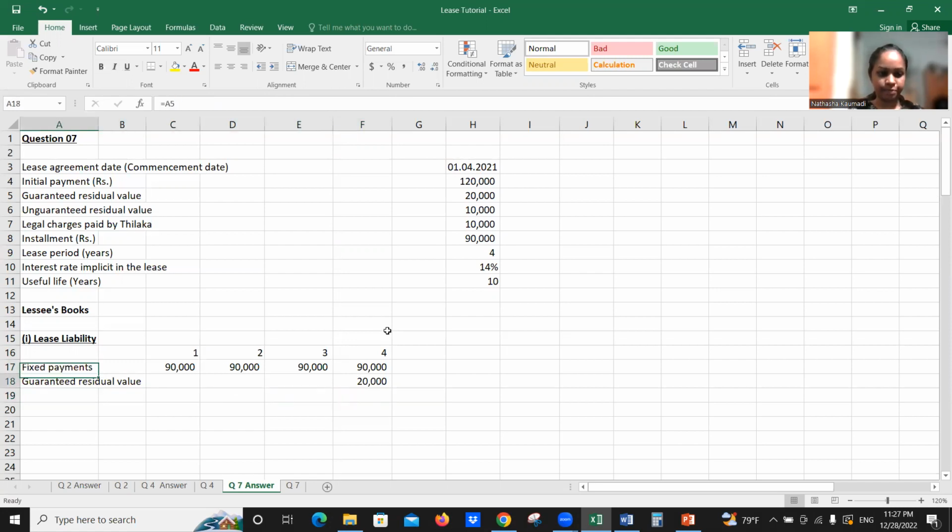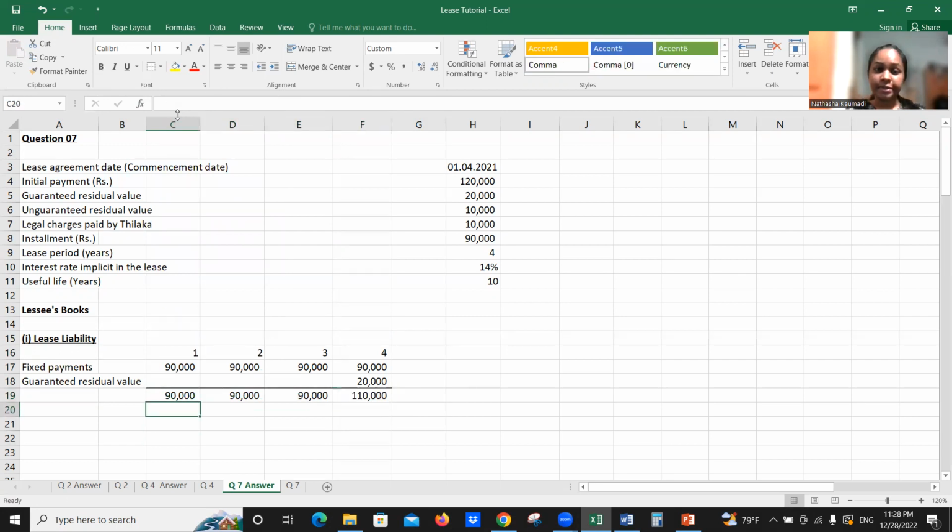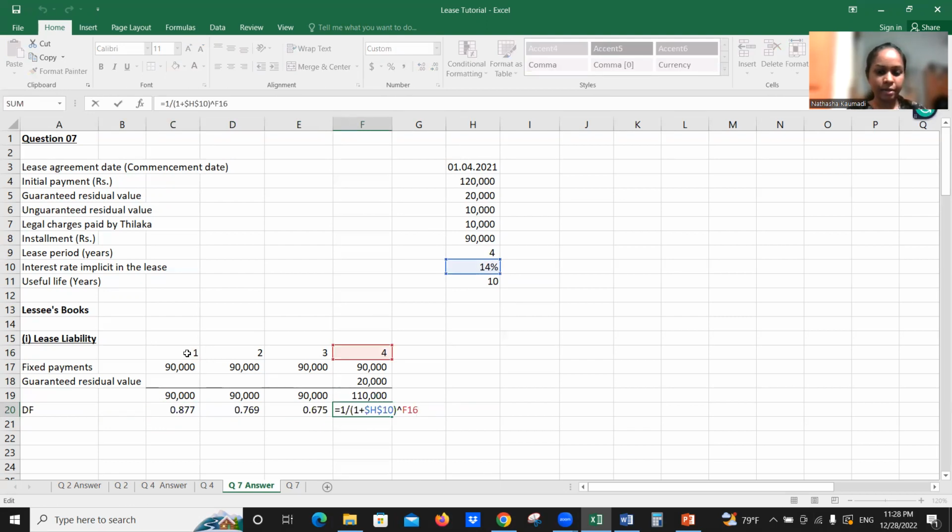Take the total. Right. Now we have to compute the present value of these payments. How to compute the discount factor? 1 divided by 1 plus 14% to the power of year 1, and then year 2, 3 and 4. Using a calculator, you can easily compute.